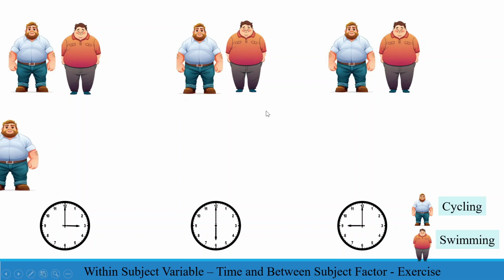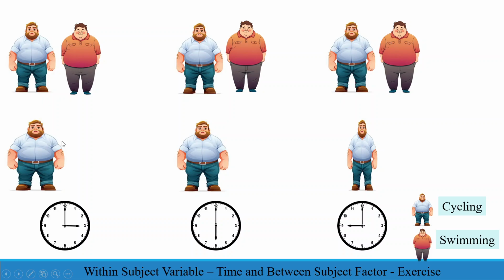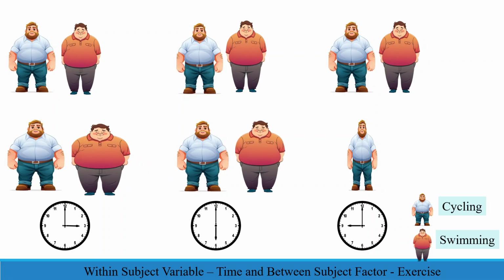Let's take the second one. Cycling, the weight at time T1, weight at time T2, weight at time T3. So there is a significant decrease in the weight. Now the second subject, which does the swimming, weight at T1, T2 and T3. So we are seeing the effect on the weight according to the time and according to the exercise. So this is known as between subject ANOVA.